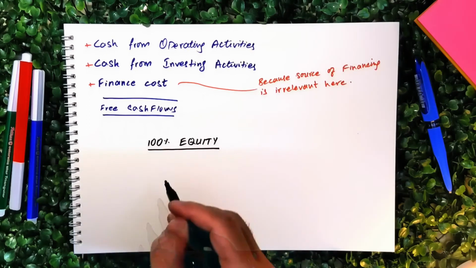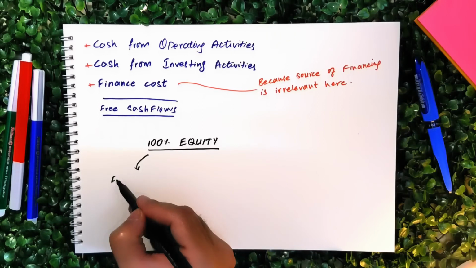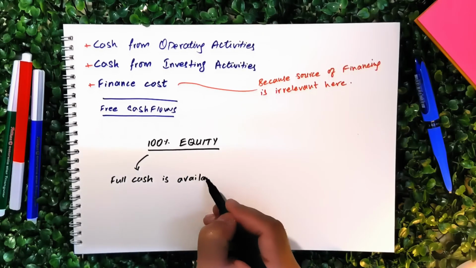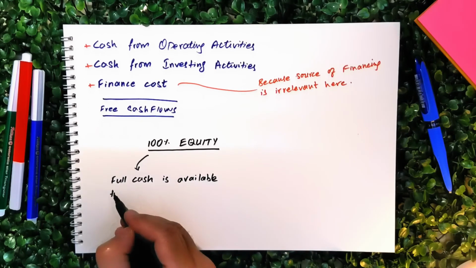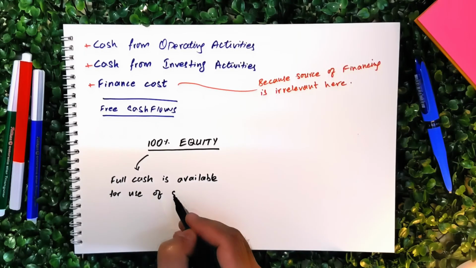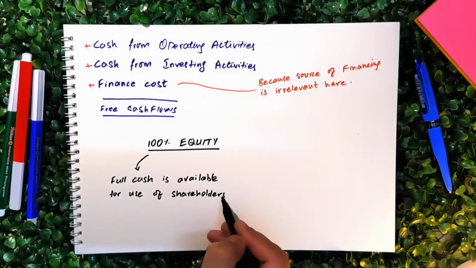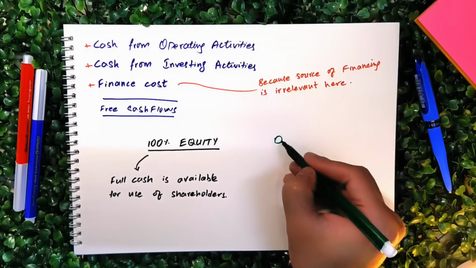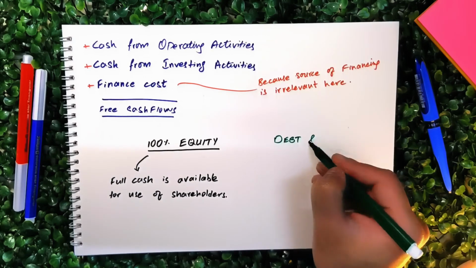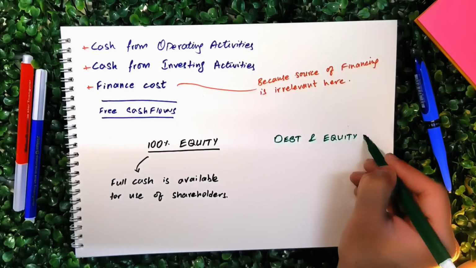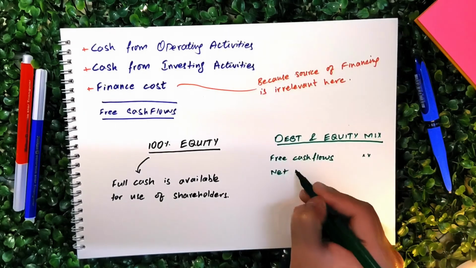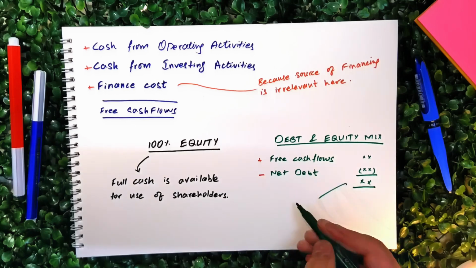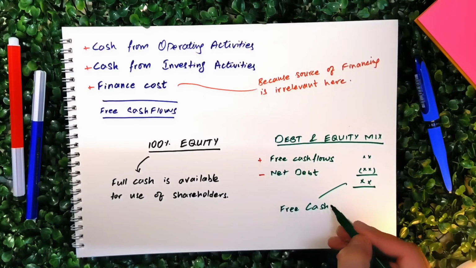Free cash flows are used to find out the present value of the business. If the company is financed only through equity, then this entire cash is available for use of investors. They can use this amount to reinvest in the company or they can decide to pay dividends to its shareholders. If the company is financed through a mixture of equity and debt, then the cash available after paying that debt is called free cash flows to equity.